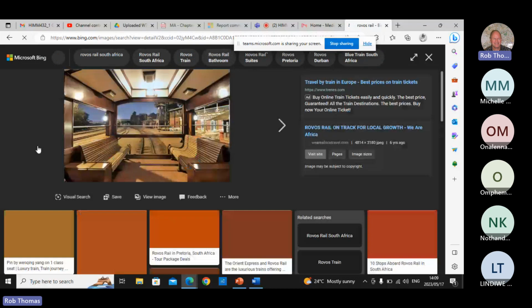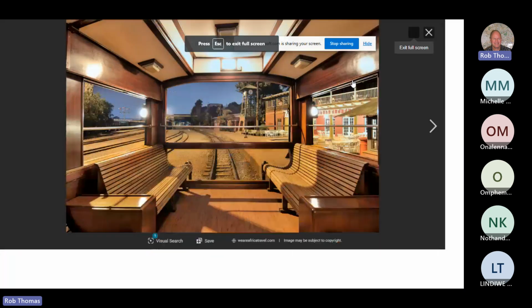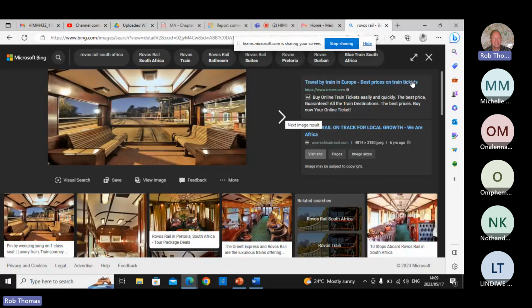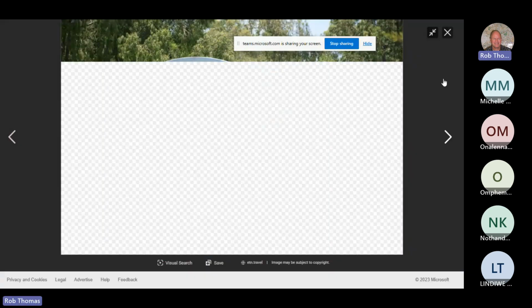Okay, that's the inside of your train car. It's a railway like the Blue Train that travels between Pretoria and Cape Town, or goes up country as well. Let me see if it's going to let me share it. There we go. Okay, so that's what it looks like. Some of the others.